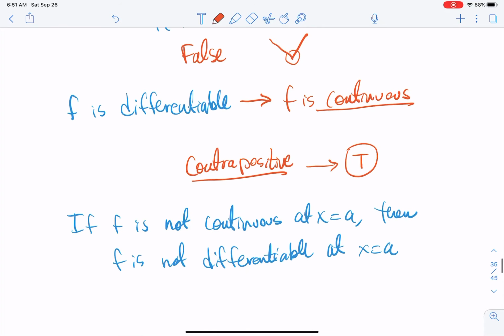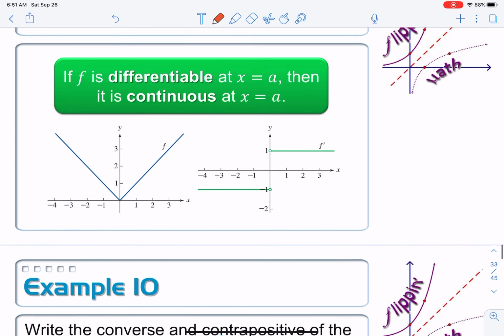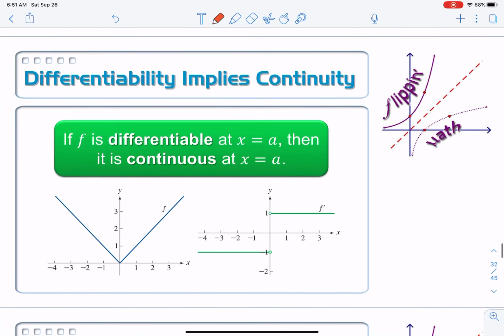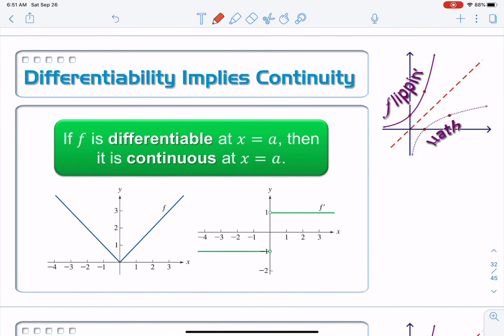All right, so that about wraps it up. But hey, I hope that you wrote something down for this. Differentiability implies continuity. It's going to come up maybe once or twice the rest of the year.